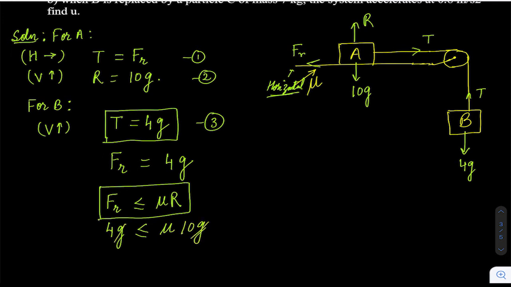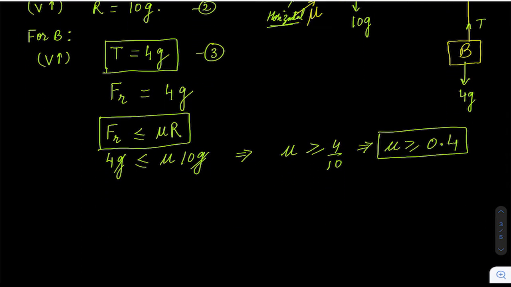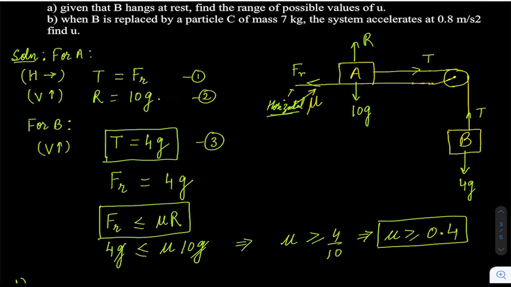So if you cancel the g, from this we can say that my mu value is greater than or equal to 4 by 10, that is, mu is greater than or equal to 0.4. So that is my answer for the first part. I hope everyone is clear about this. Now this is very important. This is the limiting case, right? Maximum case mu R. And friction is always less than or equal to this value.